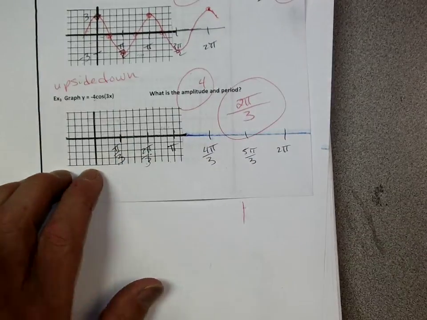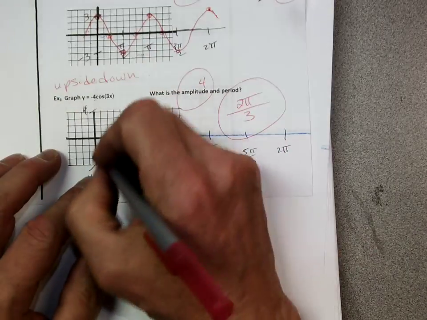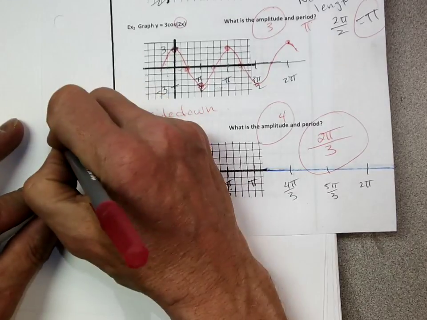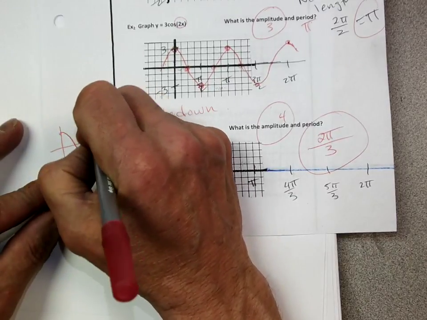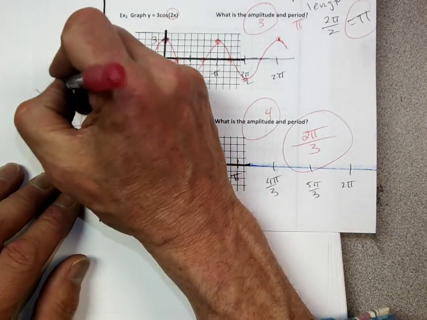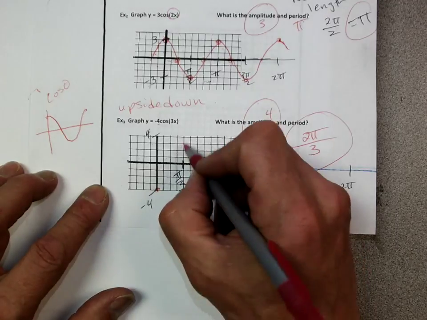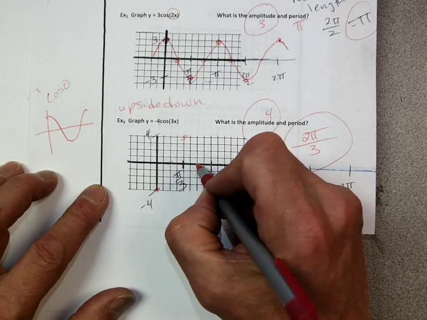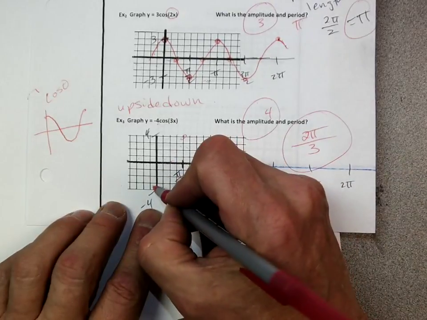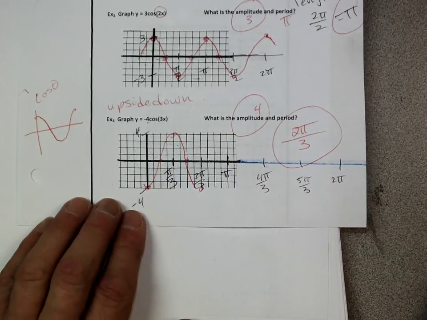So here's my 4, my -4, and it's going to look like this. It's always helpful to have in your mind what a cosine curve looks like. This is a cosine curve here. So that's my shape, but I'm going to be upside down. So I do my dot to dot. That's why I like graph paper. So I'm going to go one curve. See it? Let's do 2 more.